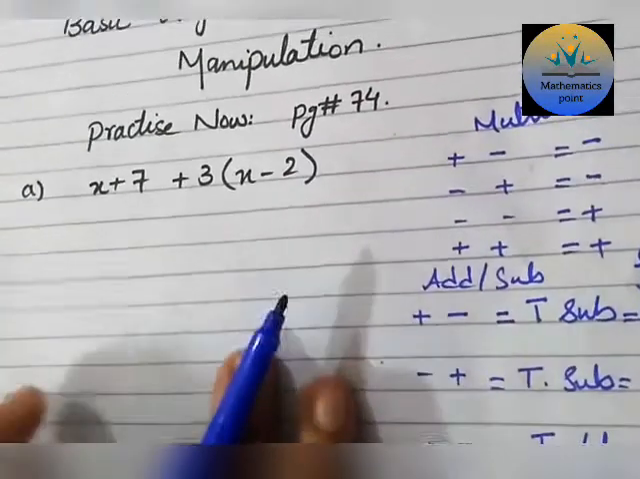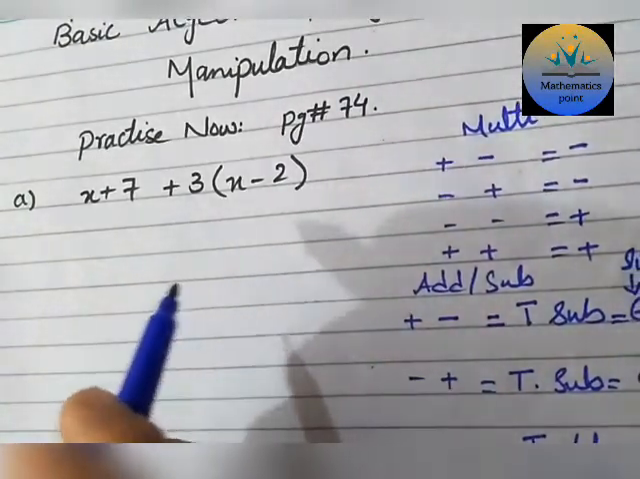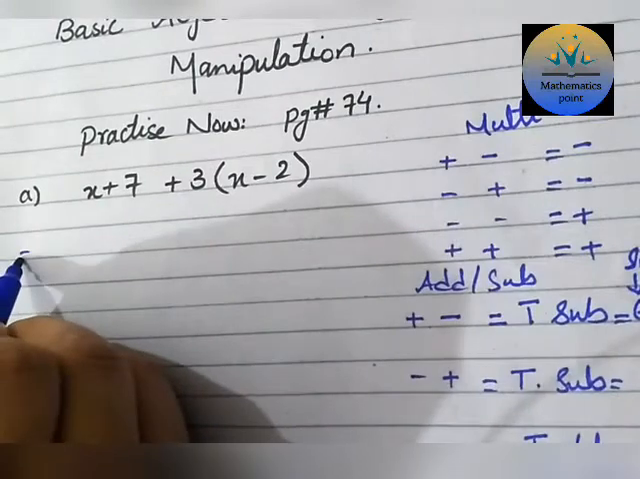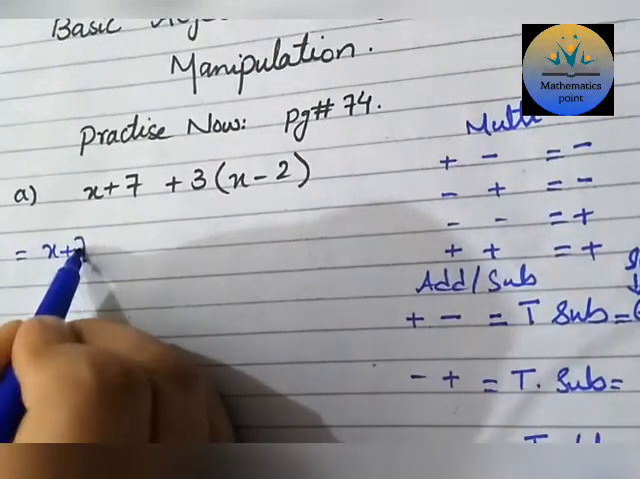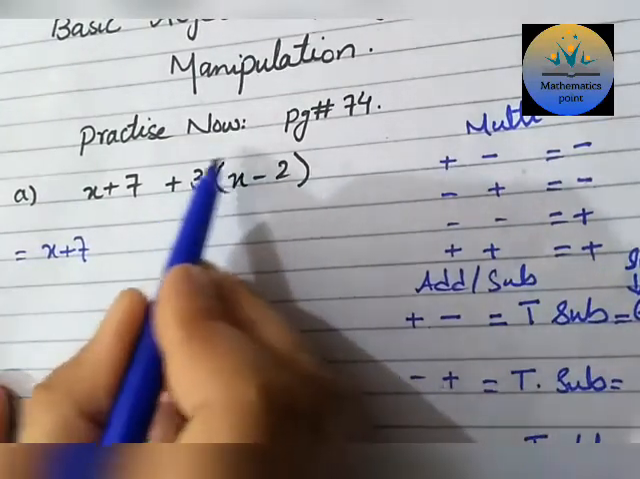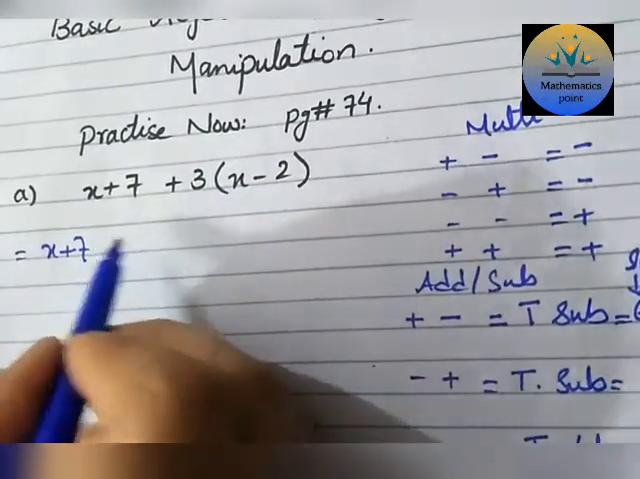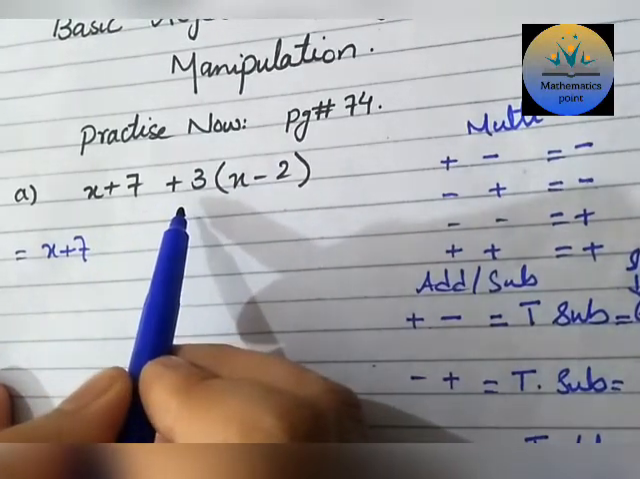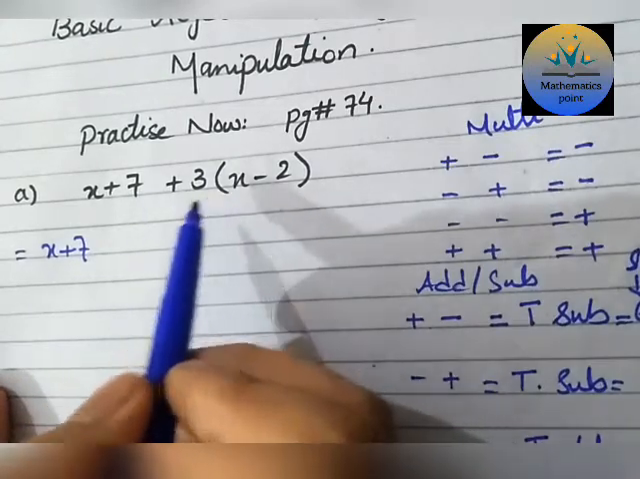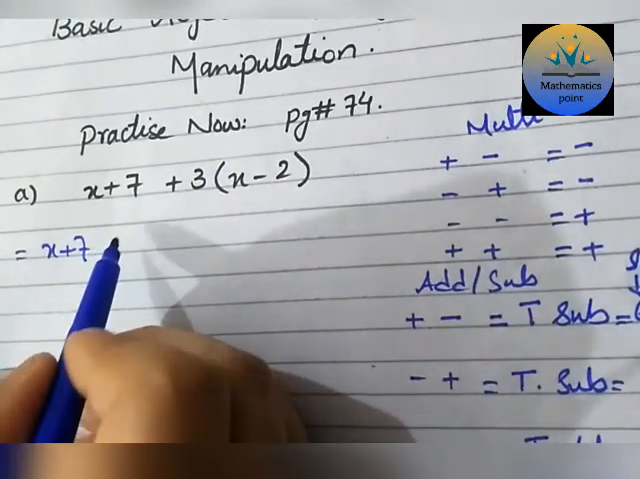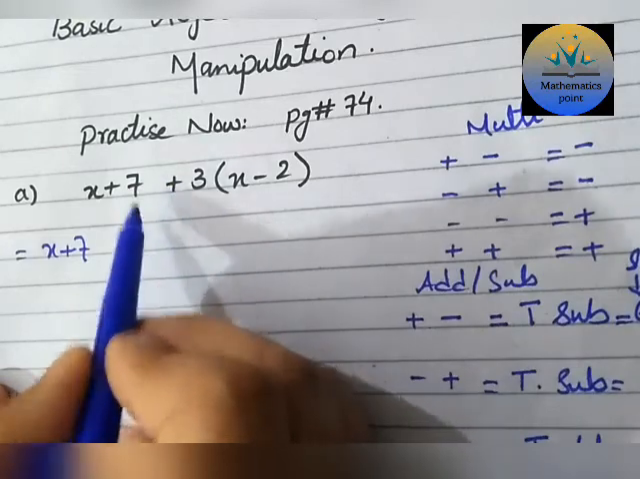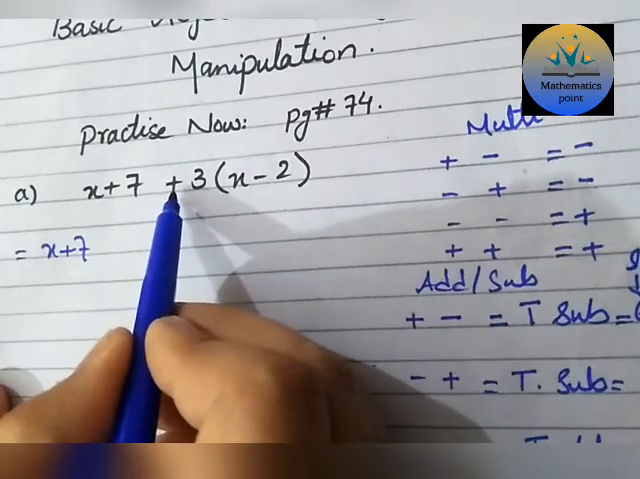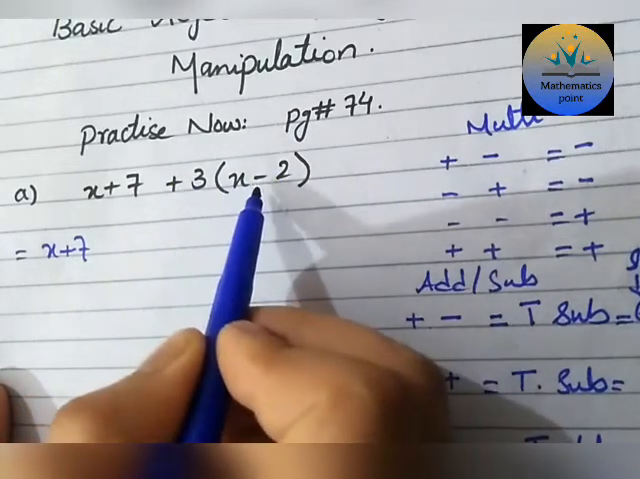Firstly, as in BODMAS, we have to solve the bracket first. x plus 7, then this 3 is going to be multiplied with the bracket. Now it is your own choice whether you also solve the sign at this stage or in the next step. I would like to solve it at this step, because whenever there is a positive sign outside the bracket, the inner signs remain the same.